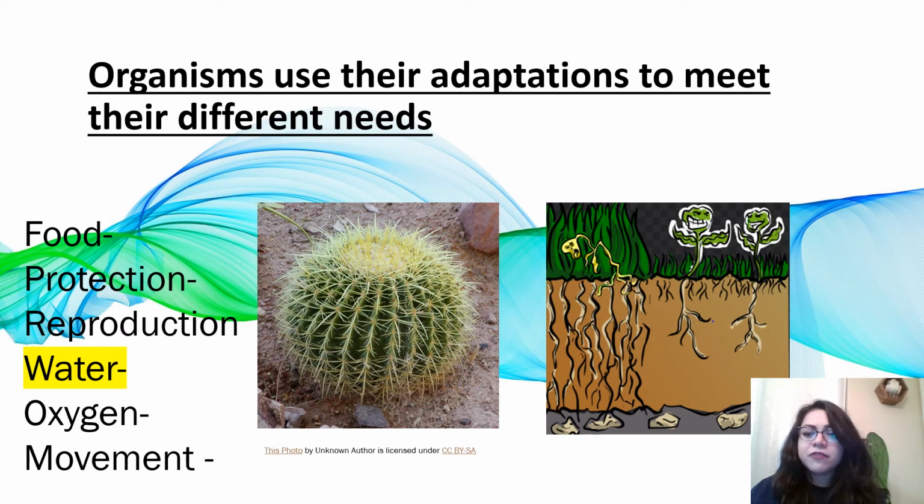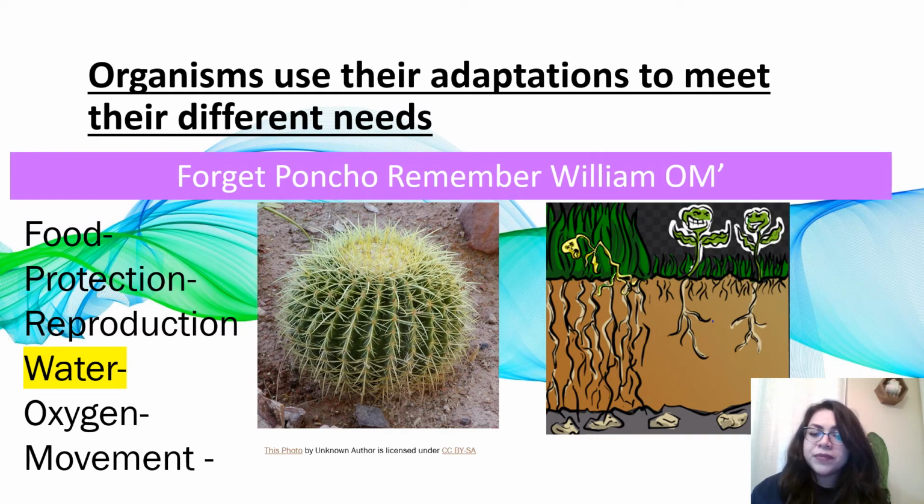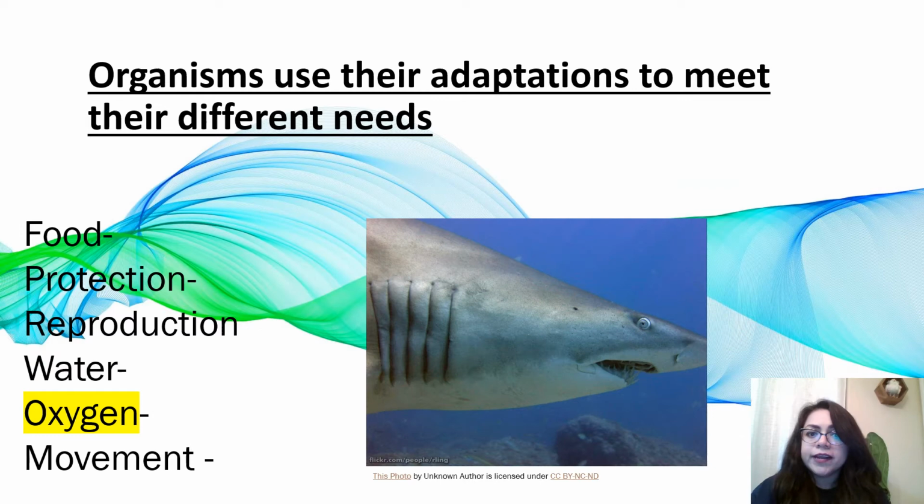Organisms may have different adaptations to meet their needs for water. Like the cactus, they have a very wide stem so they can store water in them. They also have shallow roots so they can absorb the water quickly. And they have long roots so they can store water whenever there's no water available. Organisms may have different adaptations to meet their needs for oxygen, like the gills of a fish.